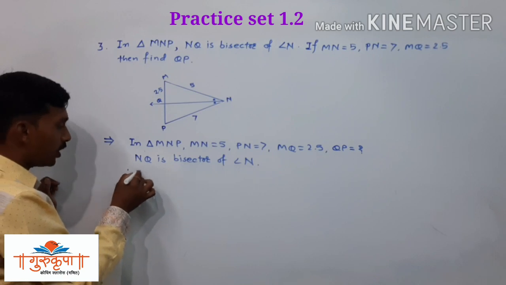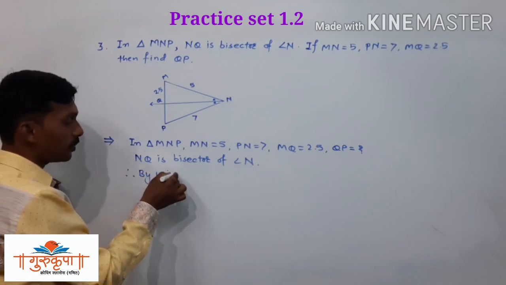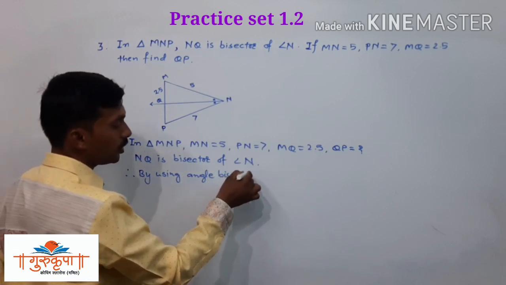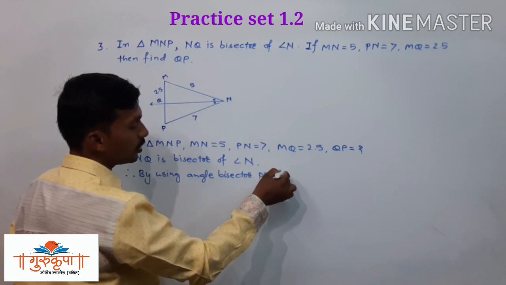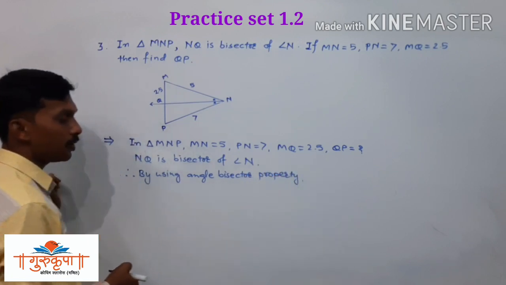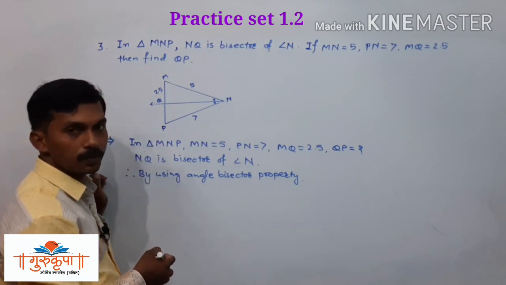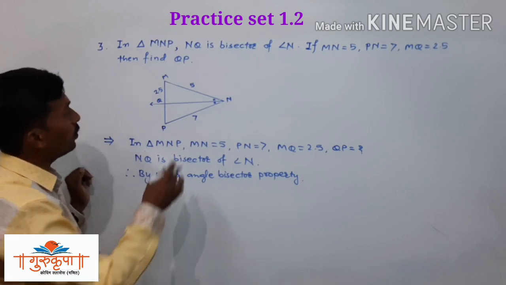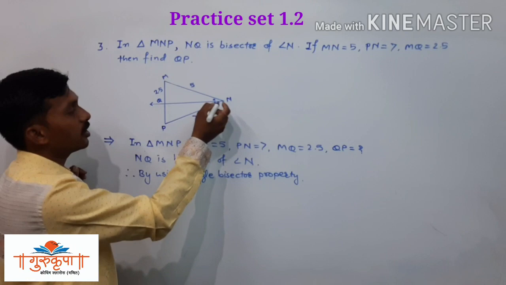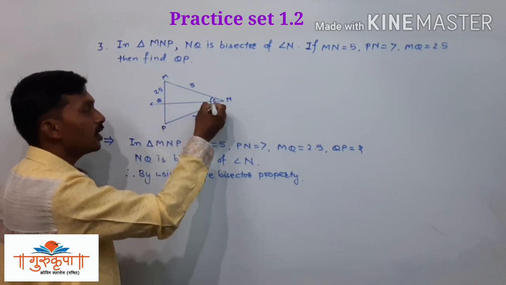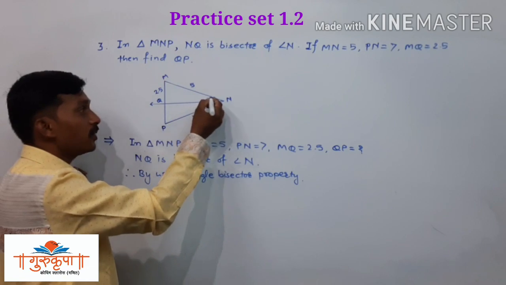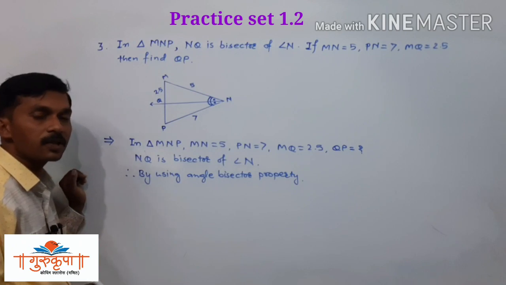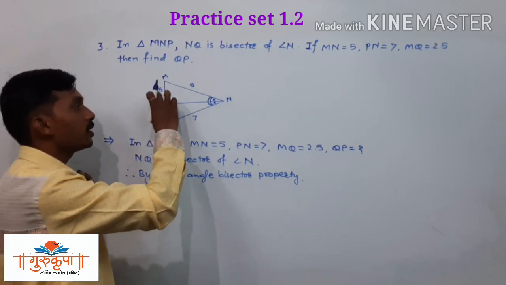So here you can write by using angle bisector property. How to use the angle bisector property? That is very important. We studied this property with proof, but there we didn't study how to write that property. Now first of all we know that by using angle bisector property, if NQ is the bisector of this angle N, then the opposite side of the angle N, that is PM, gets divided by the remaining two sides proportionally. So how do we write this first ratio?